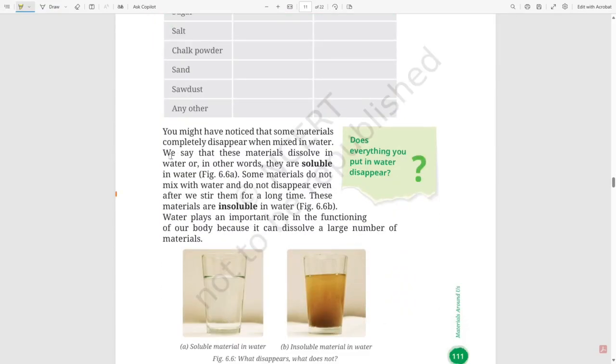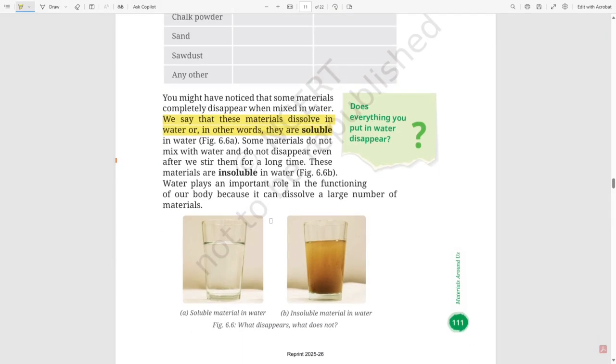So we said that these materials dissolve in water, or in other words, they are soluble, like sugar, honey, salt, and vinegar. You can also say glucose. These materials are insoluble in water, like sawdust and sand. There is also chalk powder. Chalk powder is also insoluble. If I'm incorrect, tell me in the comment section.